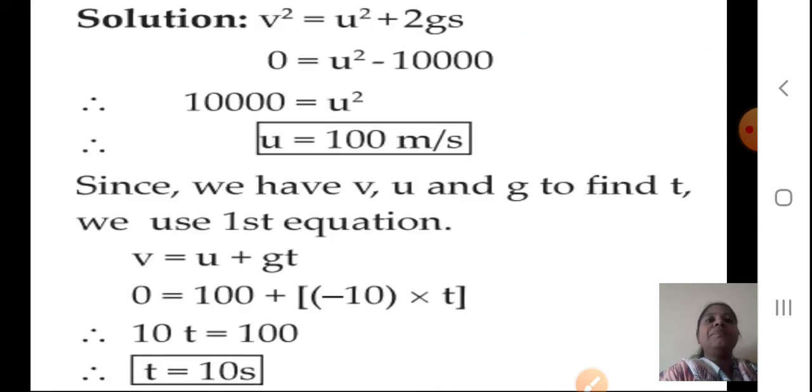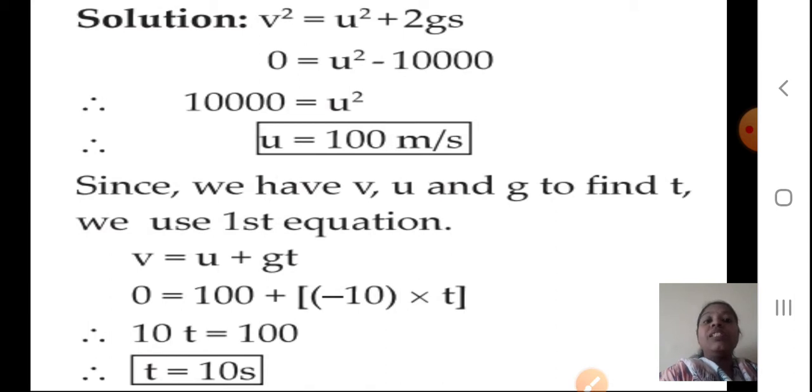So we'll proceed. Solution: v square is equal to u square plus 2gs. So 0 square is 0 only, is equal to u square minus 10,000. 2 into g, where g is minus 10, so that plus changed to minus. So 2 into minus 10 into whatever s is given to you, that is 500. We have multiplied and we got this answer. Now u square is 10,000; if you take the square root of 10,000, you get the answer, that is 100 meter per second.